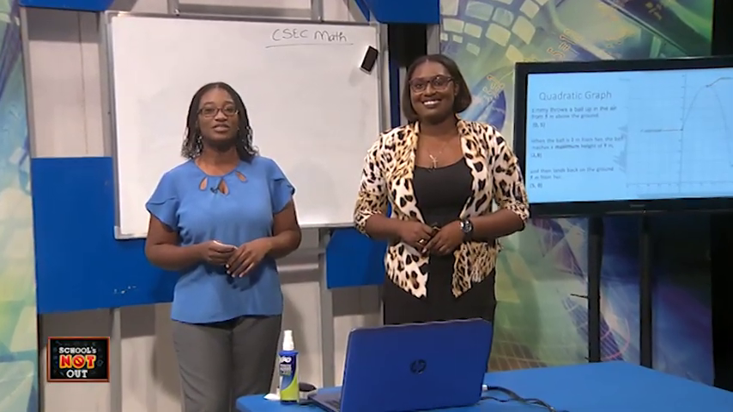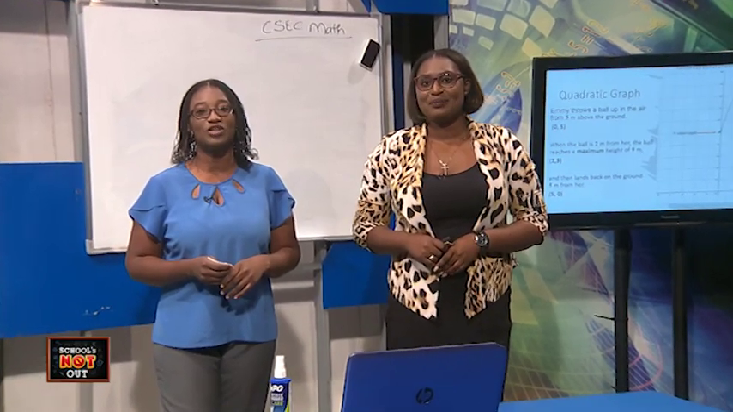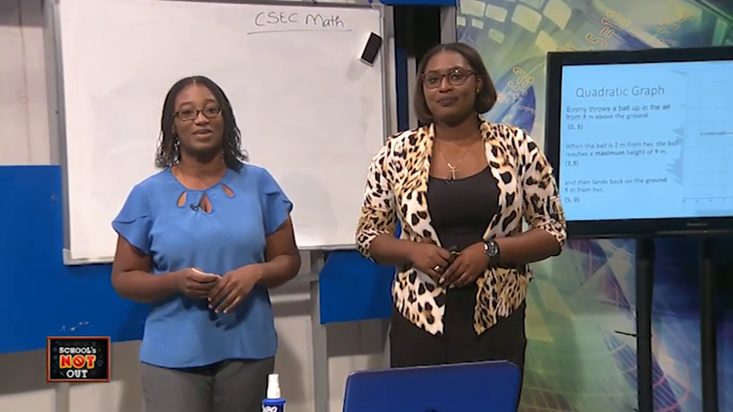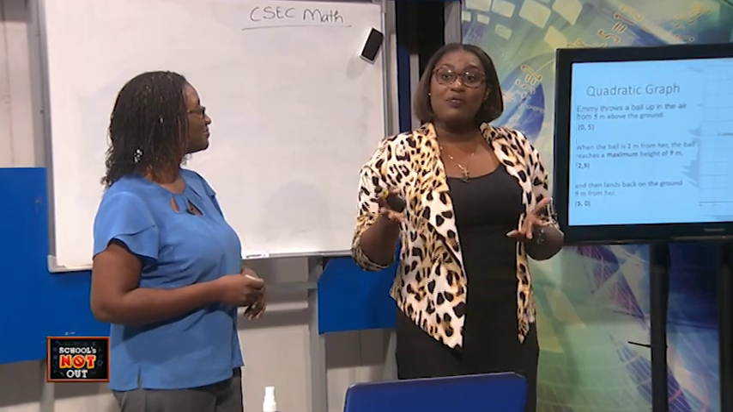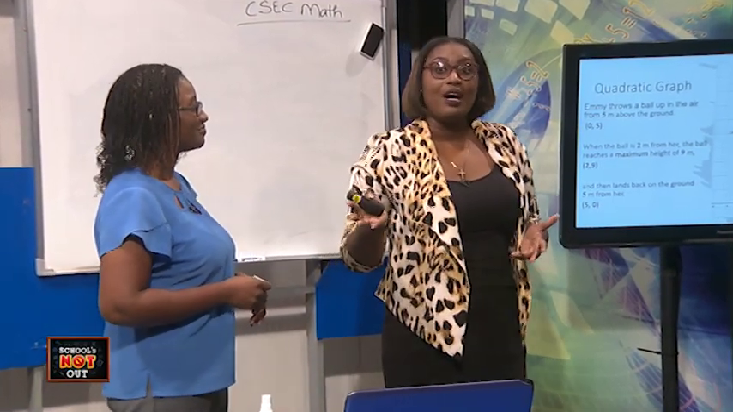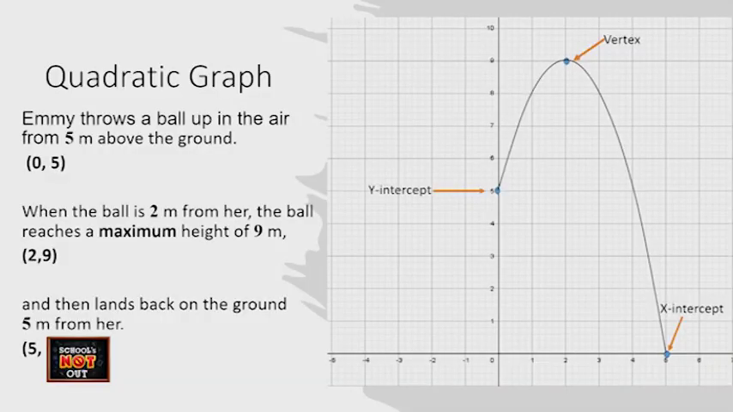Welcome back to Schools Not Out, where we are discussing quadratic functions for CSEC Mathematics. All right, so just before the break, we saw where Emmy threw a ball and we drew a graph for that ball. Now let's look at the 3 main points that we identified. So we identified our y-intercept, our vertex, and our x-intercept. And this type of graph, or the shape of this graph, is known as a Parabola. All right, so we have a parabola here.